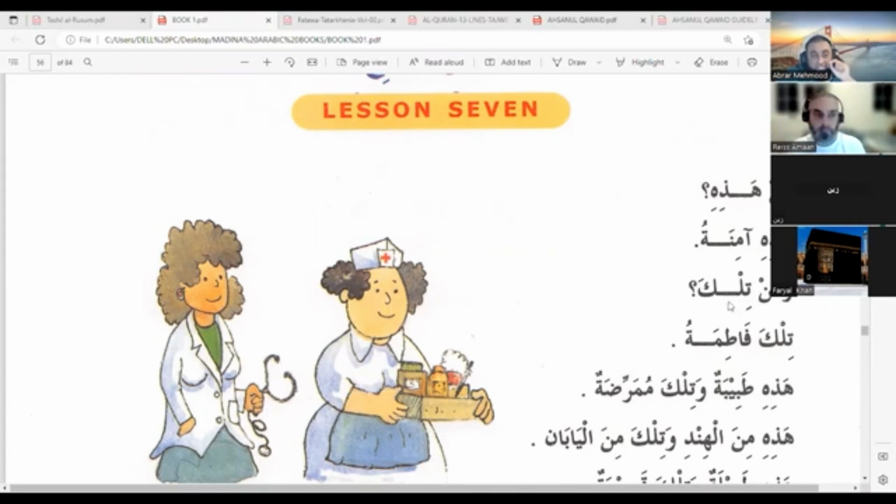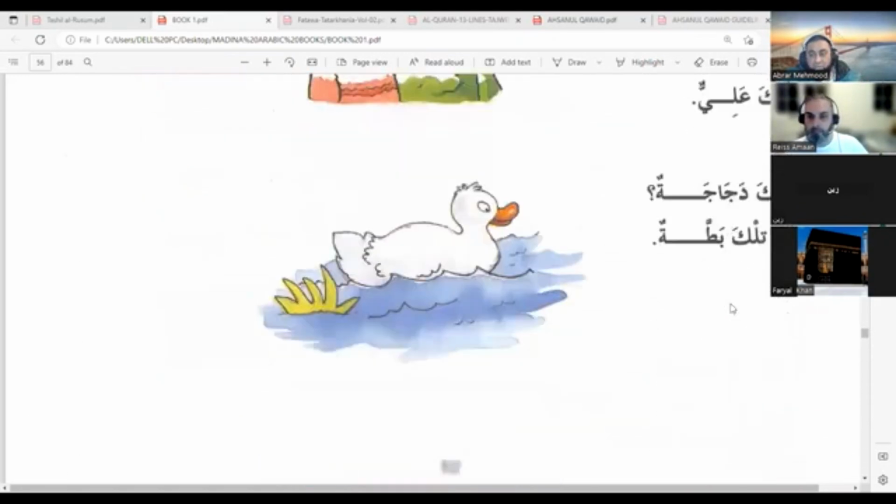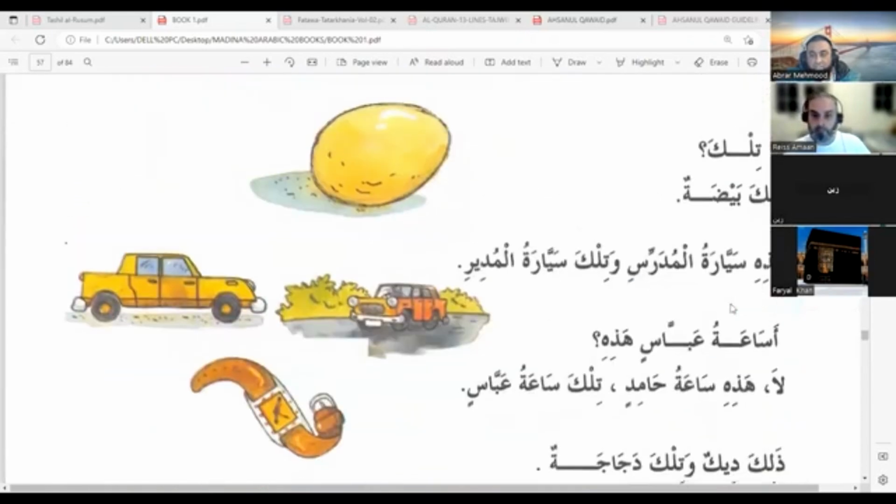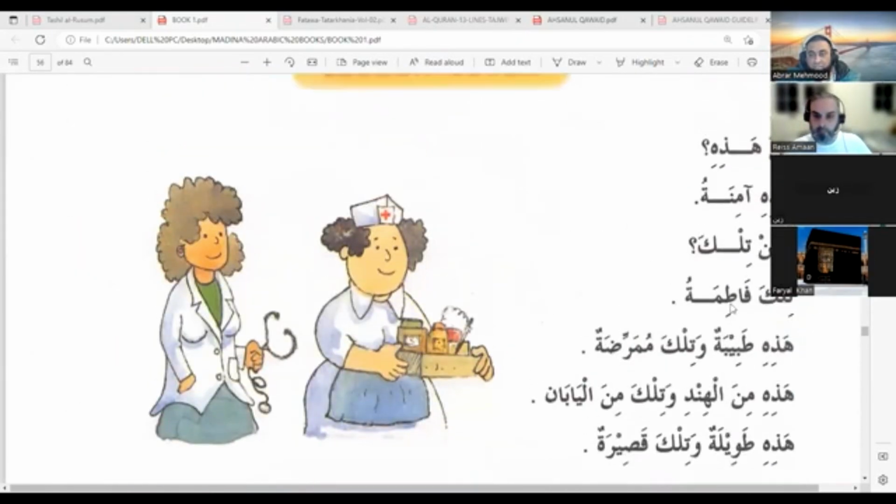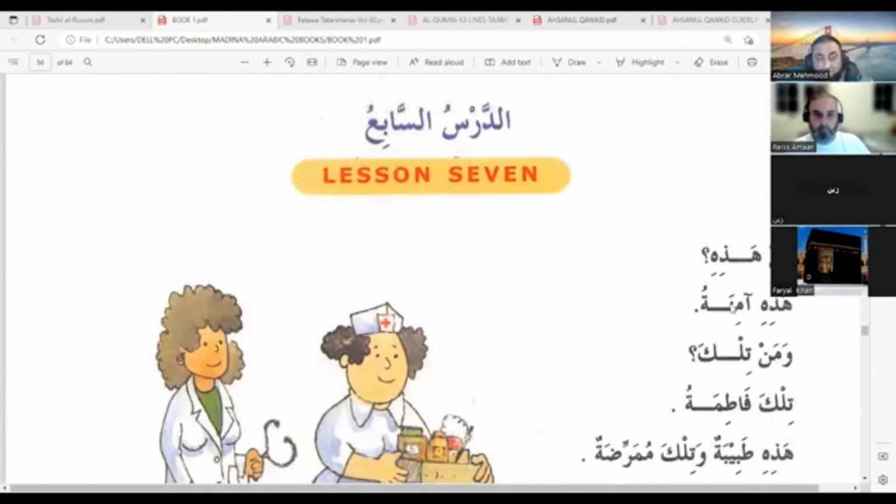The indicative noun used for indication towards something far, we learnt wadhalika. Its feminine version is tilka. So very clear. We're just going to be touching upon a few indicative nouns, that which is near and that which is far, the feminine versions, hadhihi and tilka. What we're going to do now, inshallah, is read one line each and translate, and we'll take things from there.